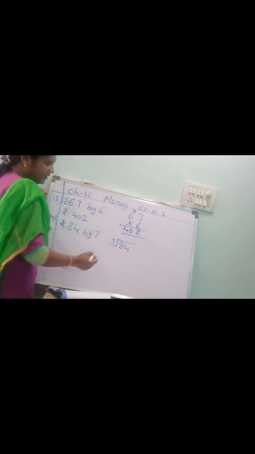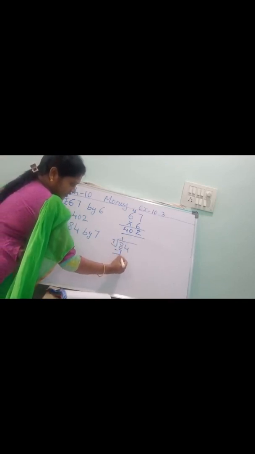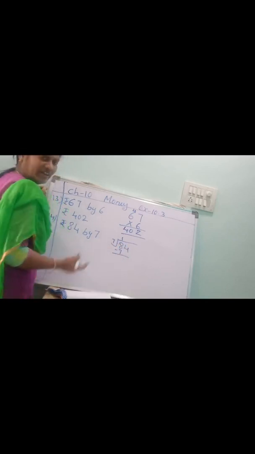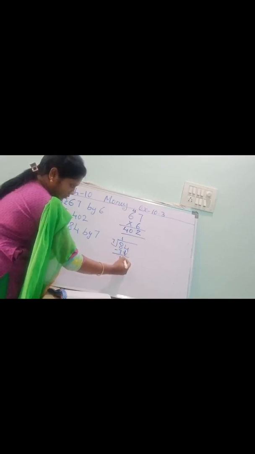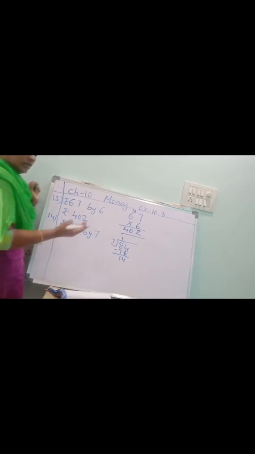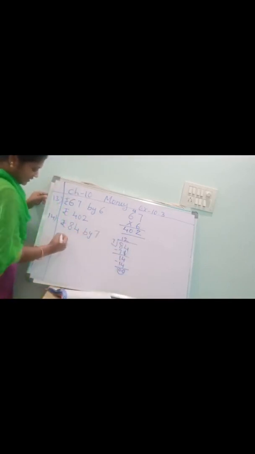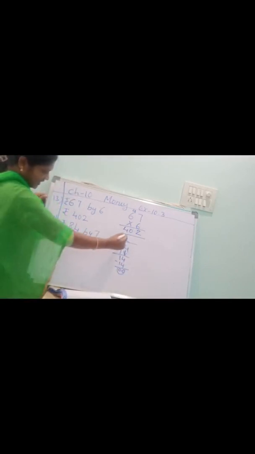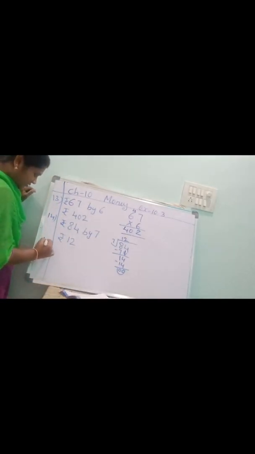84 divided by 7. 7 ones are 7. Minus you should do. 8 minus 7, 1. That one you should write here. This 4 you should take down. Now 14. In the 7 table, 14 will go? Yes, it will go. 7 twos are 14. Minus you should do. 4 minus 4, 0. 1 minus 1, 0. What is the answer? Rupees 12 is the answer. Understood, children?